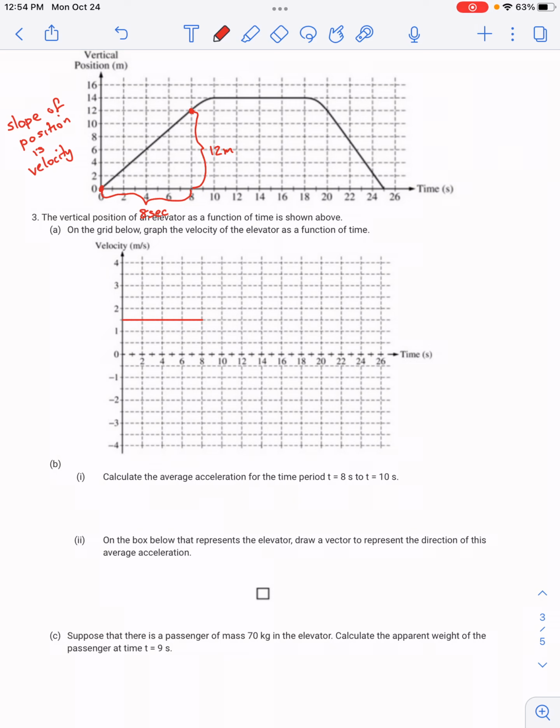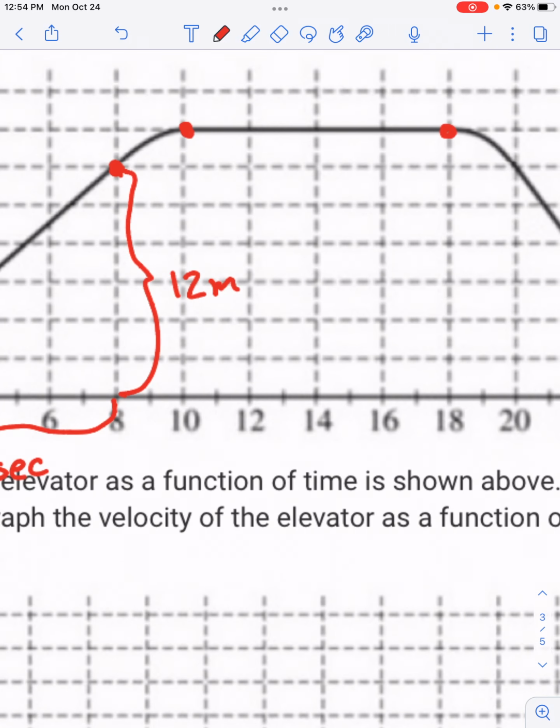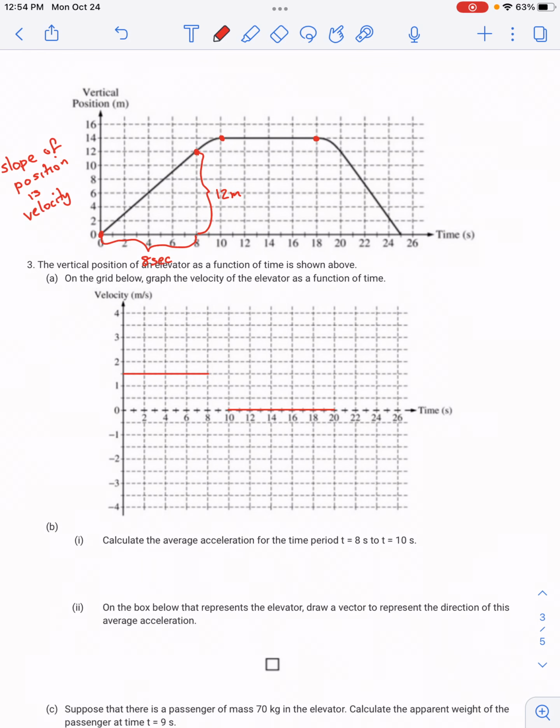Then it goes to 0 between the next 2 seconds. So from 10 to 20 seconds, we know the slope is 0. So we can draw that there. However, between 8 and 10 seconds, there's a change that happens. So you can see it curve here in the graph, which means there's a changing slope, and so the velocity must be changing from one value to another. Right? It's slowing down in this case, and so the velocity would drop down to 0. Same thing happens between 18 and 20. Right? From 18 to 20, it changes from a 0 slope to the slope between 20 and 25.